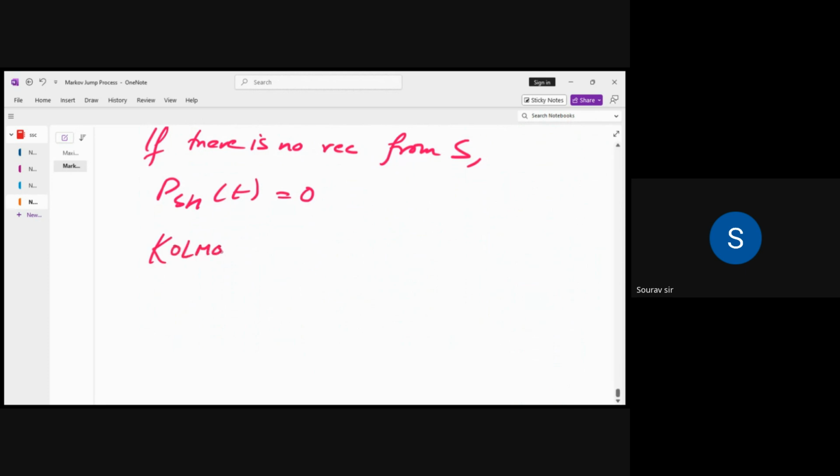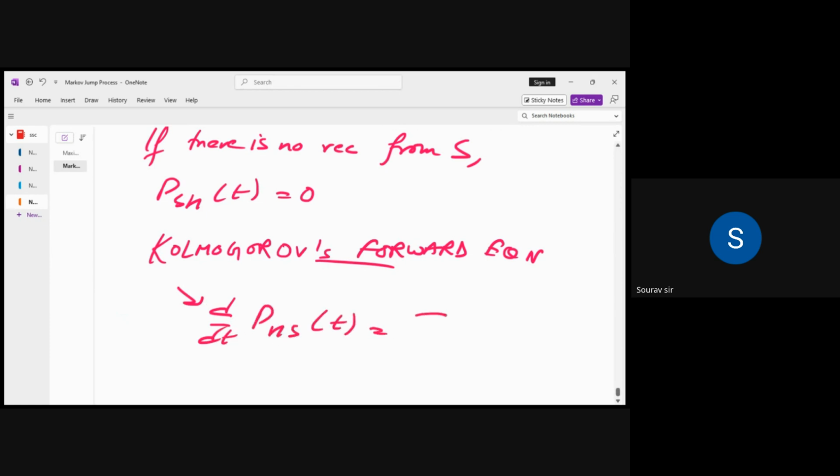So till this much is clear. Kolmogorov backward equation we did, and this one. Now Kolmogorov's forward equation. Similarly, we will do it for the forward equation. As I told you, it describes the probability of transitioning from other states into sick over time. So what is the general equation here? ddt of PHST is the summation over K of PHK T mu Ks.